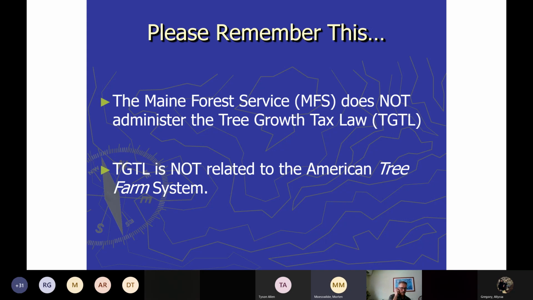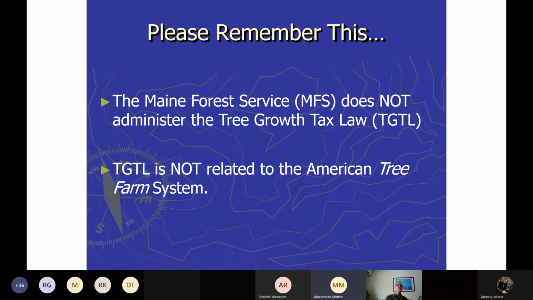So there are a couple key things that I want to make sure people understand, and that is these are common misconceptions. So I just want to emphasize again that Maine Forest Service provides a lot of information and education and resources about tree growth tax law, but we do not administer the tree growth tax program. That is done by the town assessors. We do communicate with assessors. We get asked questions. We work with all kinds of different entities that want to understand tree growth, but we ourselves do not administer or have direct authority over the tree growth tax law.